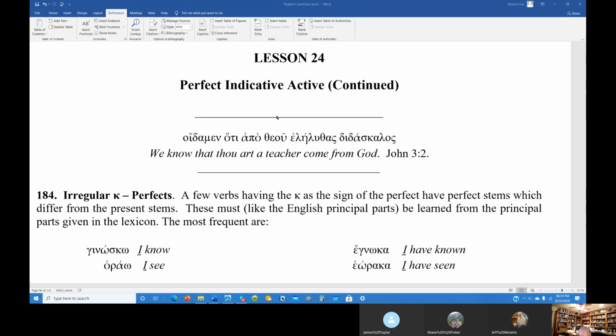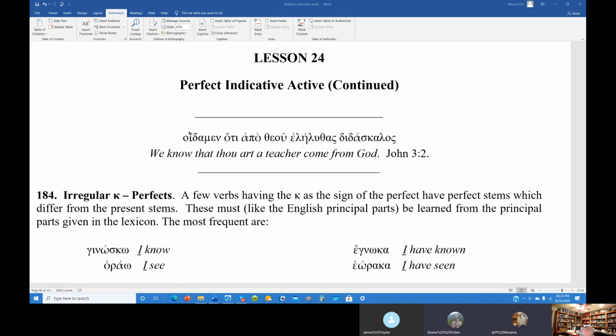What we have here is a perfect indicative active. It's an irregular verb, all right? And so that means it doesn't always follow the rules. Okay. So let's look at it. We have John 3:2, oidamen hoti apo theou elēluthas didaskalos.